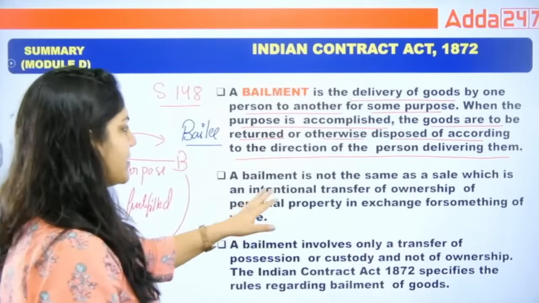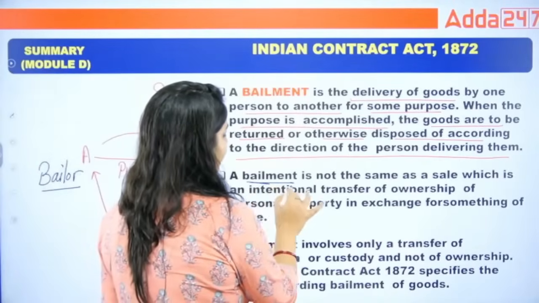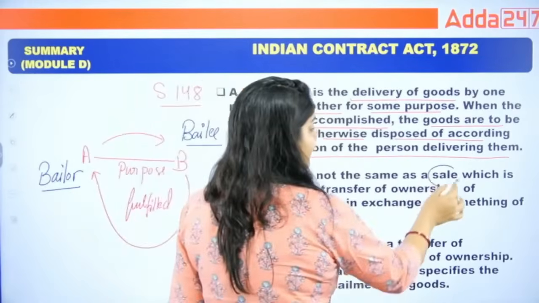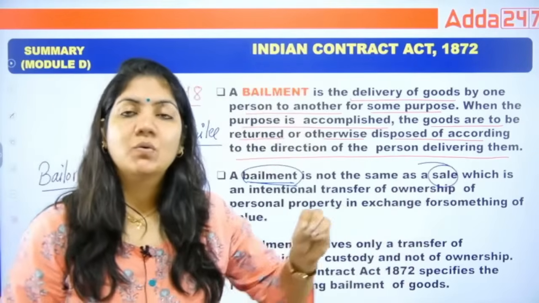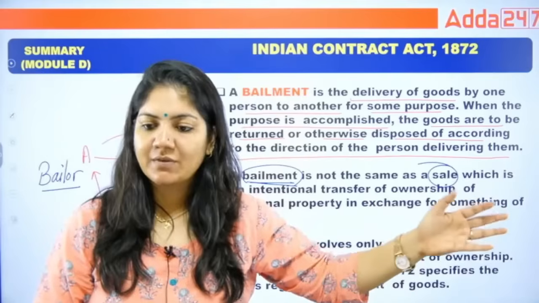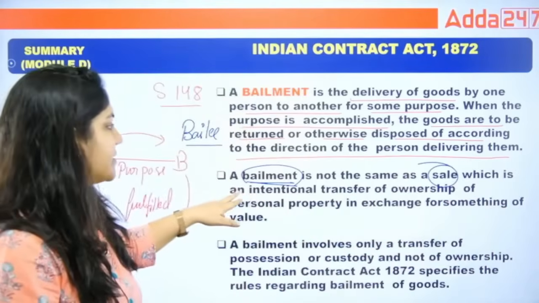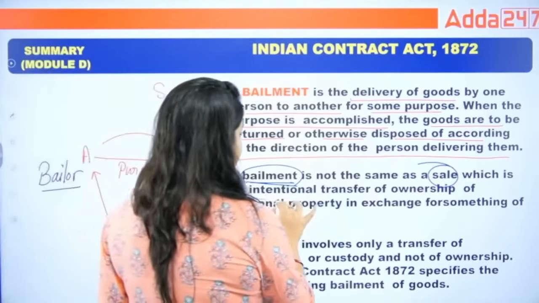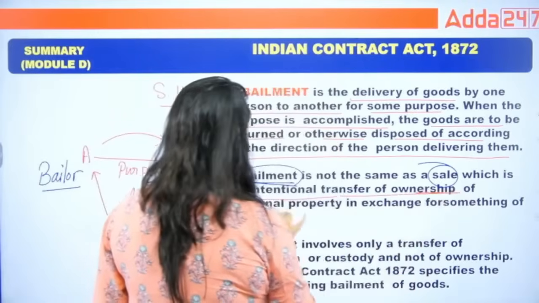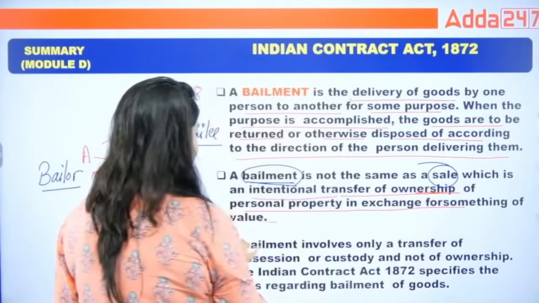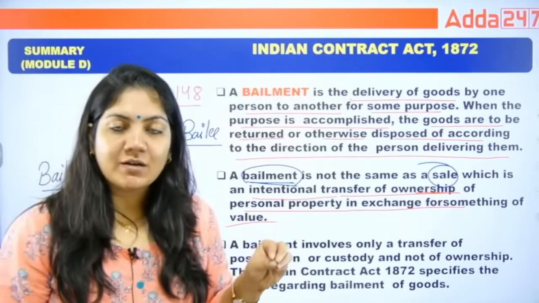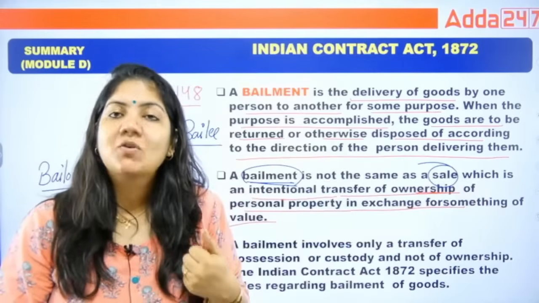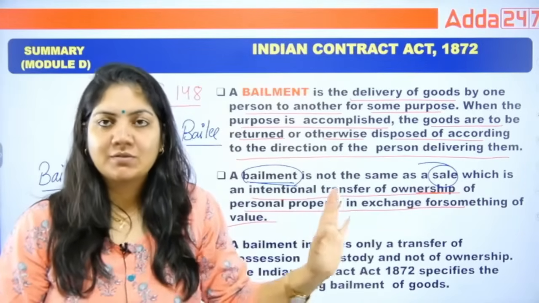Now bailment is not the same as sale, because bailment is different. In bailment we just take the goods back after finishing the purpose, but in sale guys, we are giving the ownership to another person, which is intentional. So sale is basically the intentional transfer of ownership of personal property in exchange for something of value. In sale we are transferring the things and we are taking the price. This is called sale. But in bailment this is not called sale.